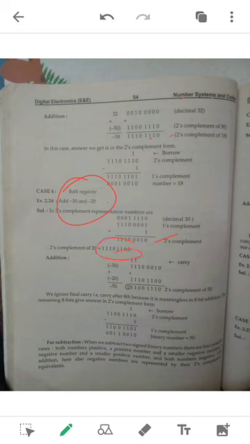Here you are getting 1 1 1 0 1 1 0 0. That is the 2's complement of the next number, 20. Then the addition: minus 30 plus minus 20. Both are negative numbers, and these both negative numbers we are adding. So here you have to put the 2's complement of the first and the 2's complement of the second.